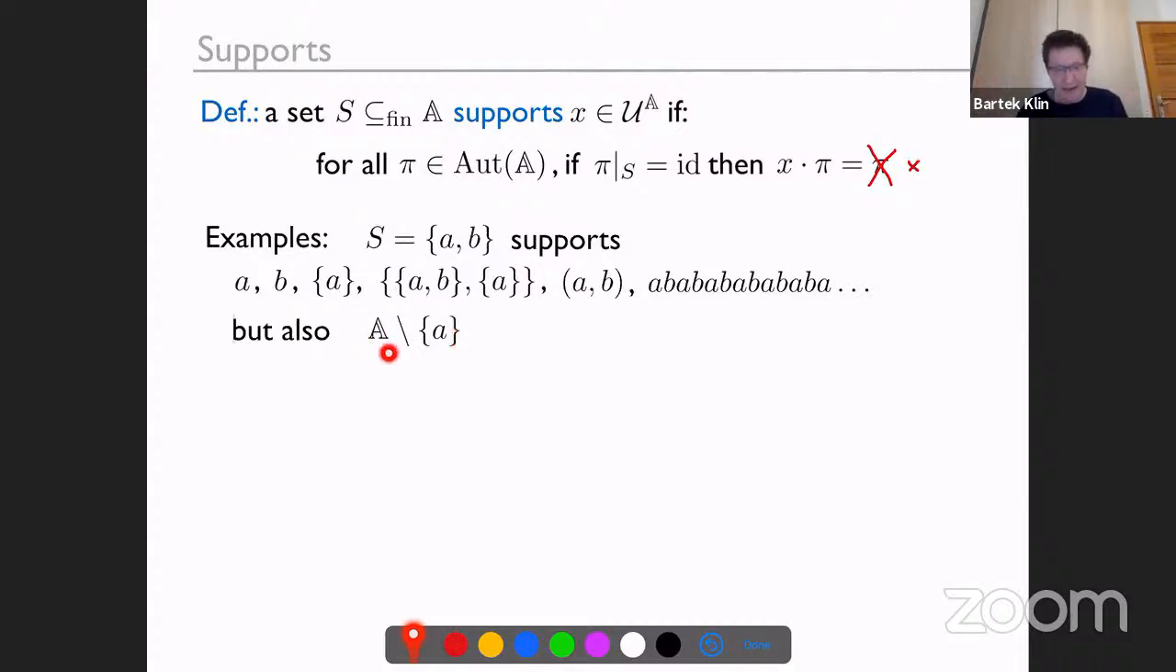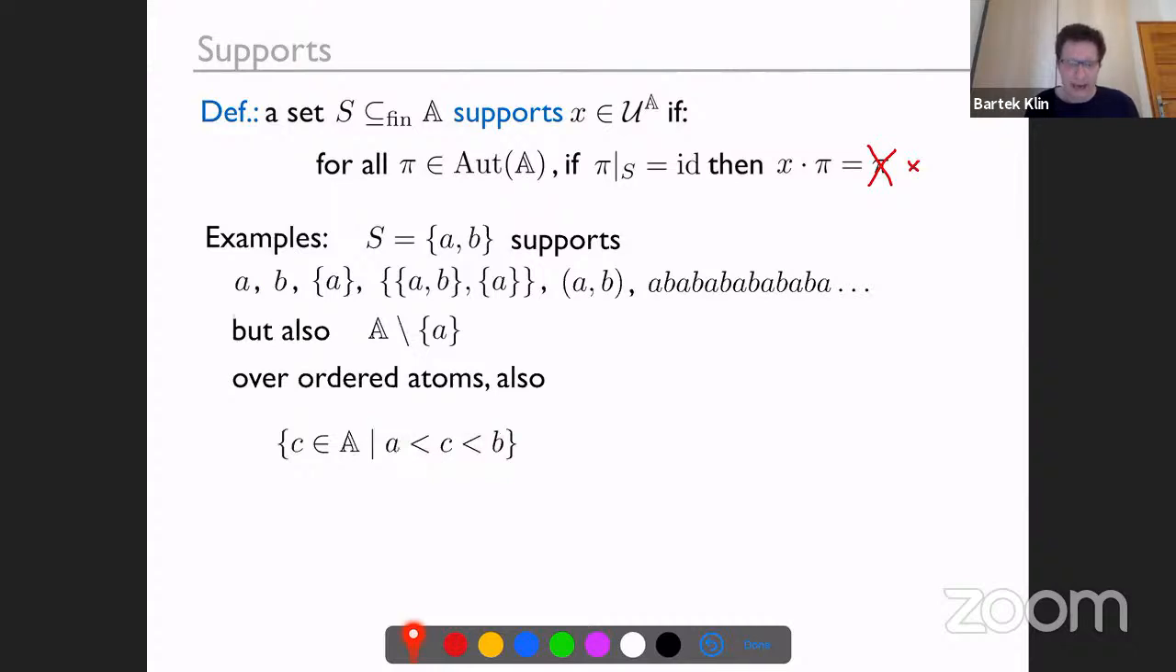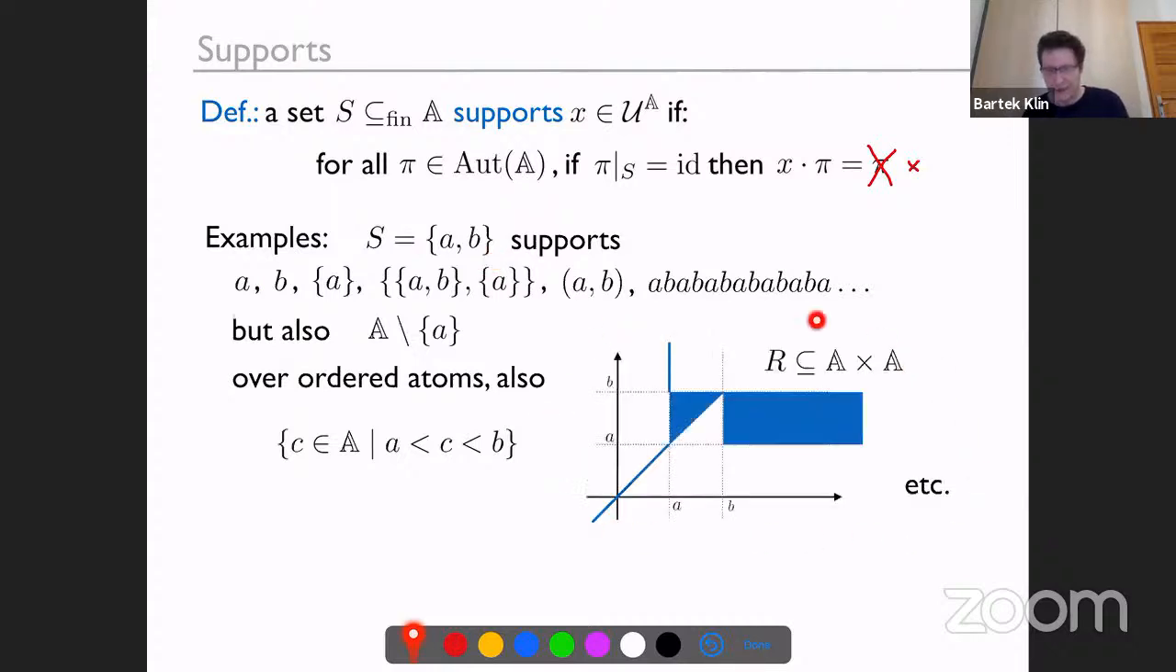So for example, here I defined the set just mentioning A, therefore it is supported by A. Now this is all for equality atoms, but for ordered atoms, some more clever sets can be supported. For example, the open interval of all atoms between A and B are also supported by A and B. And also some relations, such as this one, marked in blue here, that only ever refer to the atoms A and B, which are now rational numbers over ordered atoms. This is also supported.